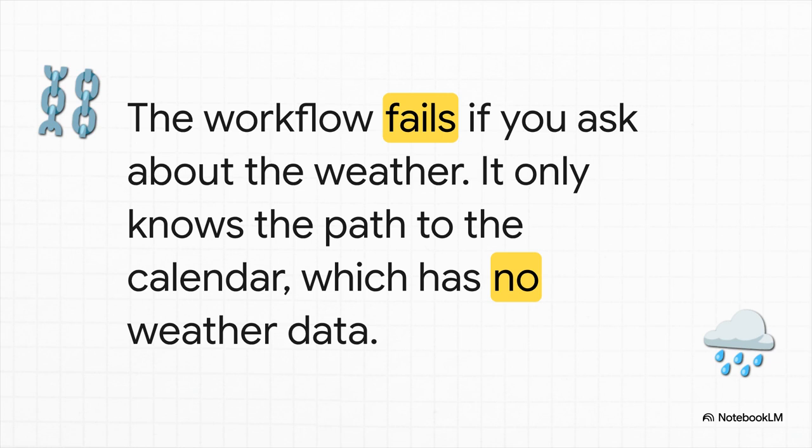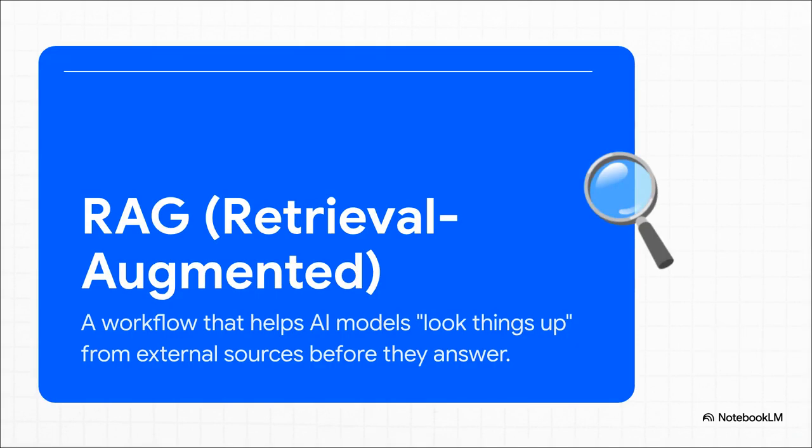If you ask a simple follow-up question like, okay, cool, what's the weather going to be like? The whole thing just breaks. It only knows one road, the one to the calendar, and there's no weather forecast there. And this whole idea actually helps us unpack a buzzword you've probably heard thrown around, RAG, Retrieval Augmented Generation. It sounds super complicated, but it's really just a specific type of workflow that tells the AI to go look something up from a calendar, a weather app, whatever, before it gives you an answer.